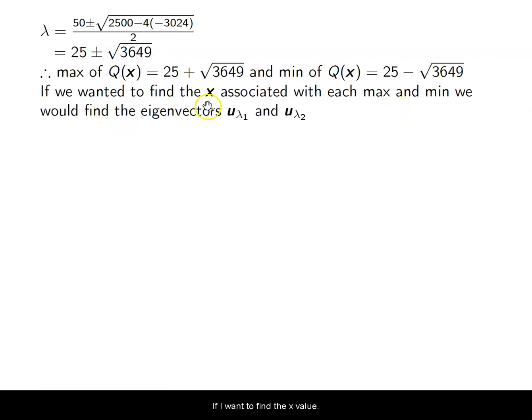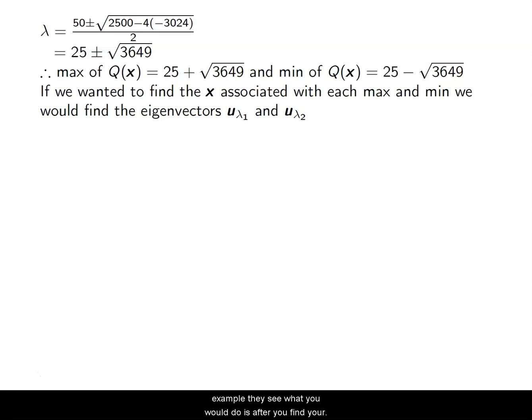If I want to find the x value that's associated with each of these max and mins, I would find the eigenvectors of u with respect to lambda 1 and u of lambda 2, for these eigenvalues that I have, and then I would normalize them. I started to do that on my own, and these are very, very bad numbers. I did it by hand, obviously, because that's what I like to do, and it got really messy, so I'm not going to make you do that or even watch me try to do that here. But we will do the same thing in an additional example.